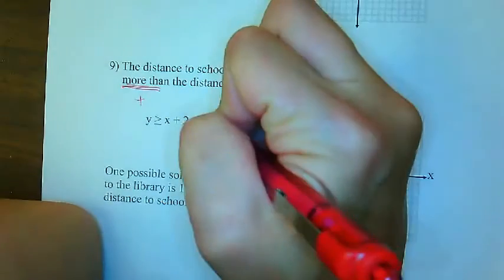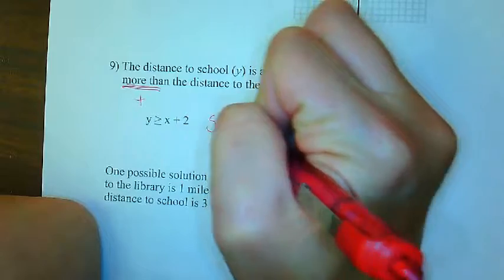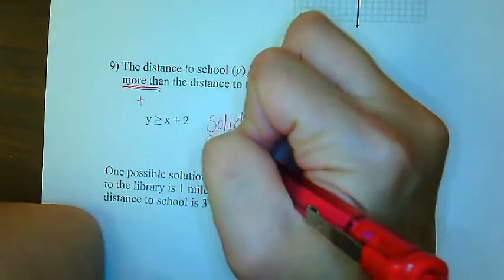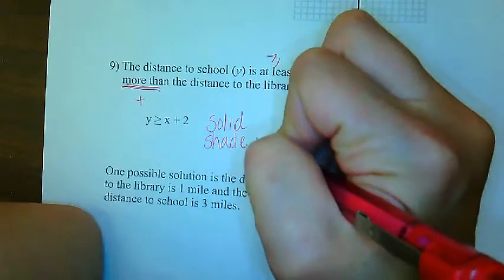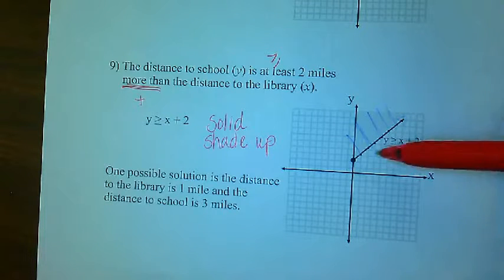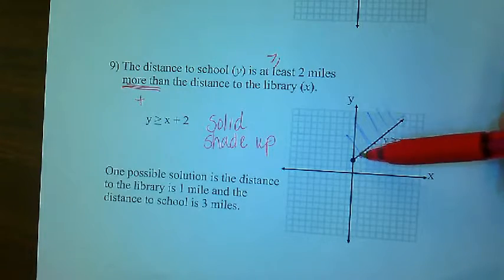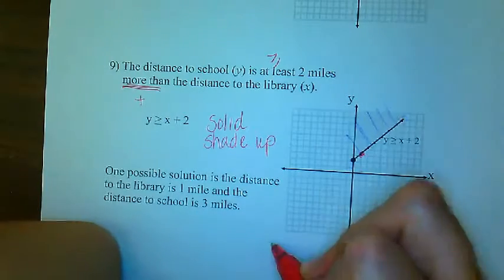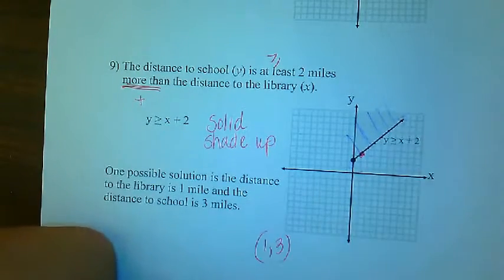Greater than or equal to means it's going to be solid, and this will shade up. Okay, and then again, one possible solution. So this one is a solid line, so you could pick something on the line. So right here, I see that 1, 3. Okay, so again, 1, 3 would be my coordinate.